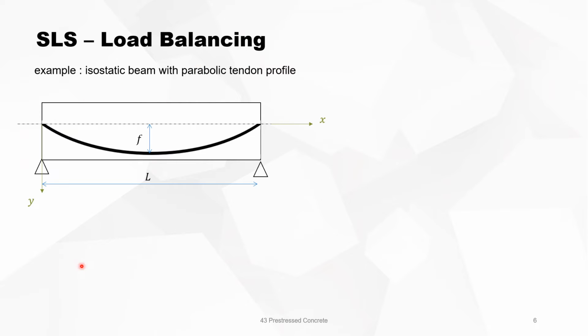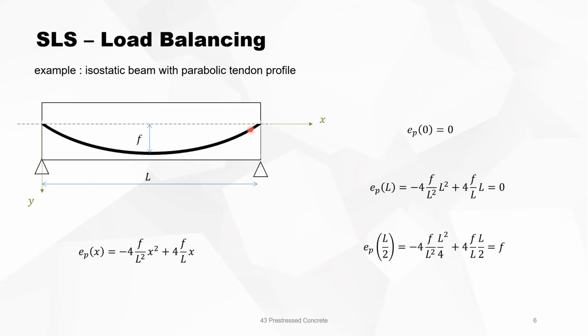We will give an example of an isostatic beam with a parabolic tendon profile, where the eccentricity of the tendon profile is 0 at the support and is f at midspan. The equation of the parabola is then equal to what is written here. When x is 0, then eP of 0 is 0. The eccentricity at the end of the beam when x is equal to L is then also 0. That's the thing that we wanted to have.